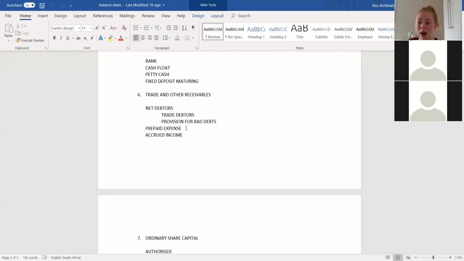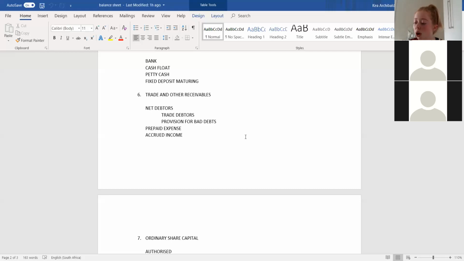Okay, I know this is quite a hectic note. So are there any questions with the trade and other receivables note? The SARS income tax. Yes. Can you please just remind me, does it have to be on the debit side or on the credit side in order for it to go into this note?